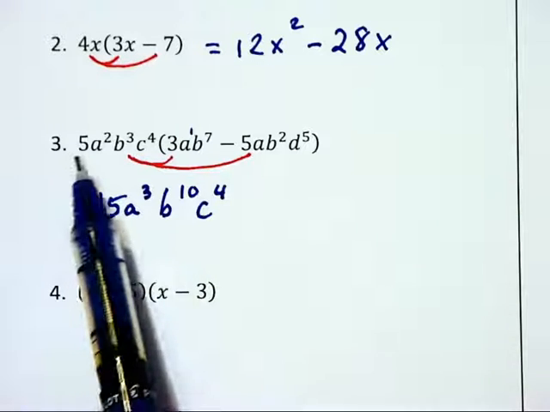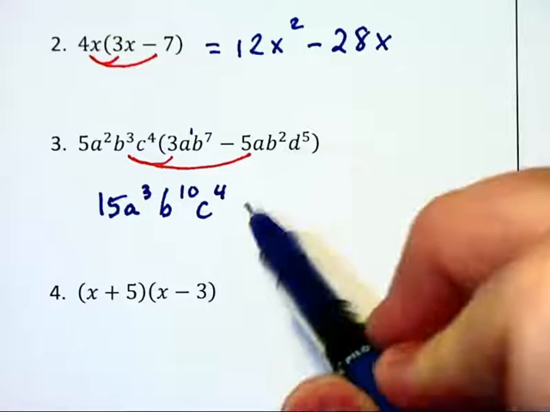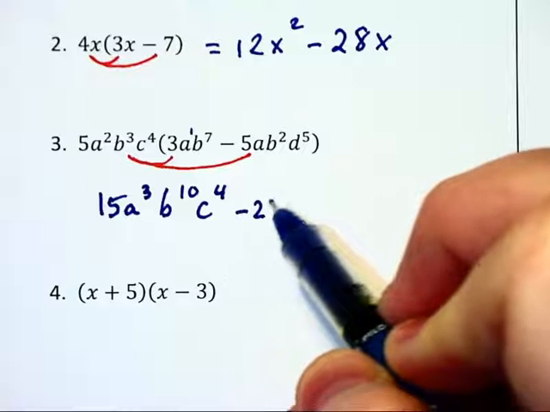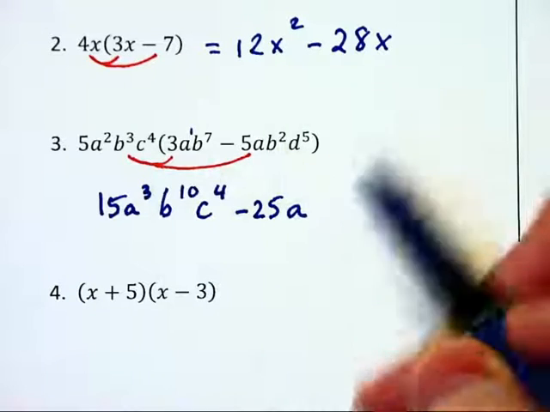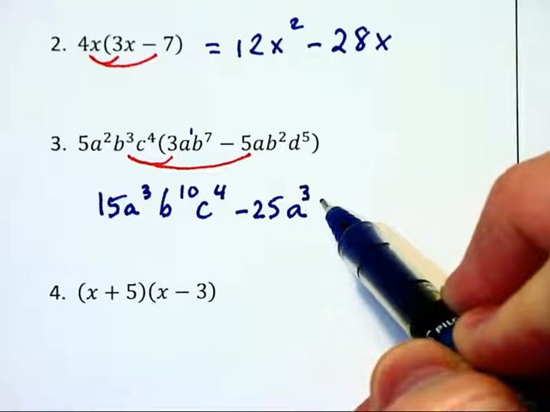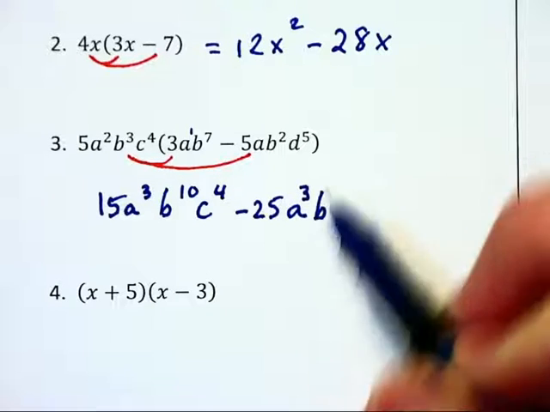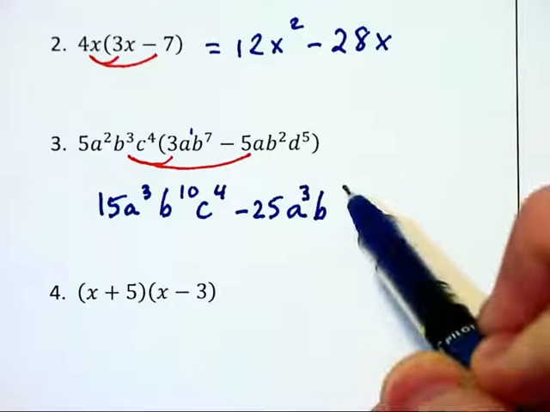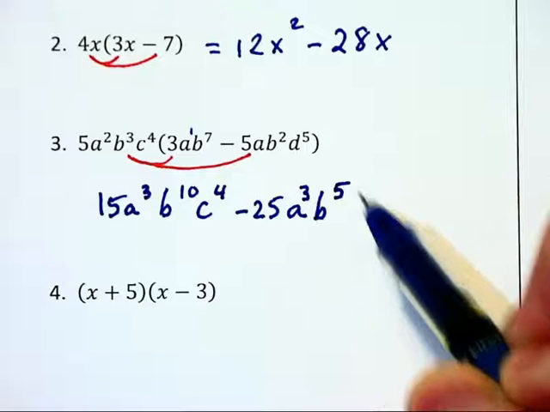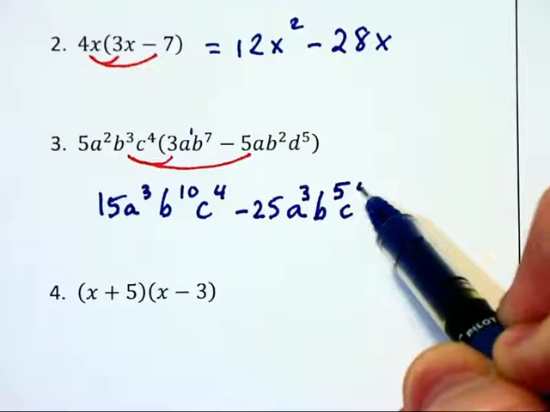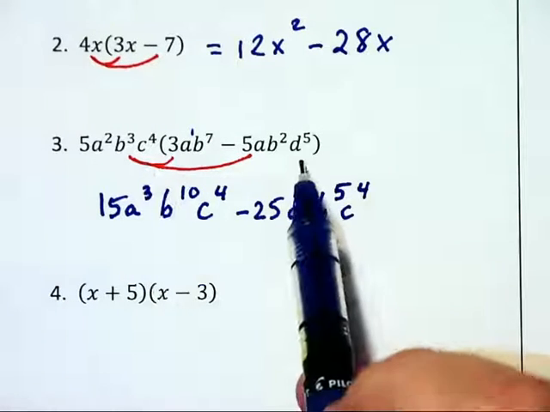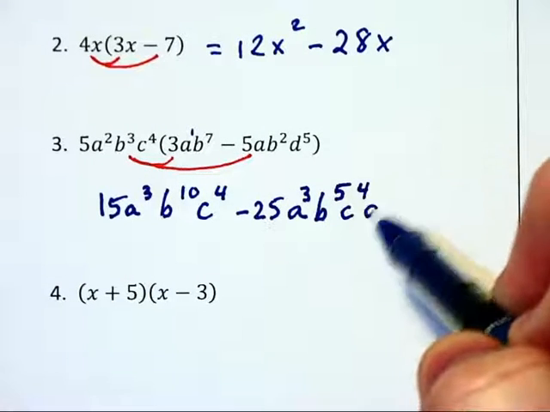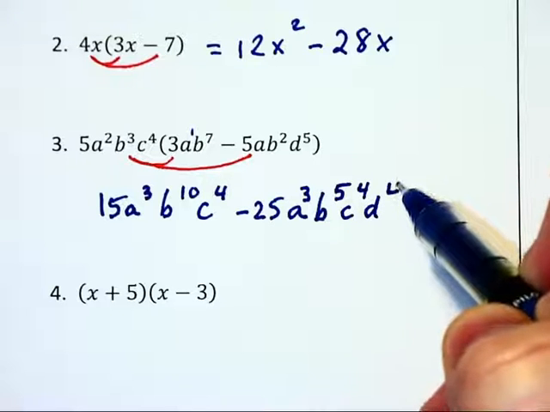We then have 5 times negative 5 making negative 25. a to the 2 plus 1 makes 3. b to the 3rd and 2nd make b to the 5th when I add exponents. c to the 4th because there are no c's in the second term. And d to the 5th will get multiplied on, coming from within the parentheses.